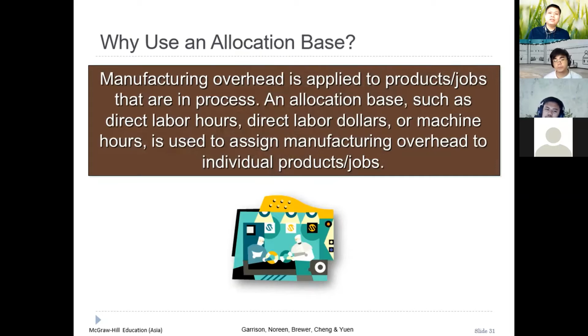So manufacturing overhead is applied to products or jobs that are in process. An allocation base such as direct labor hours, direct labor dollars, or machine hours is used to assign manufacturing overhead to individual products or jobs. Ine-estimate muna natin yung overhead. Okay? But of course, we account also later on the actual overhead. In fact, we compare the estimated overhead versus the actual overhead, and then we determine the difference.